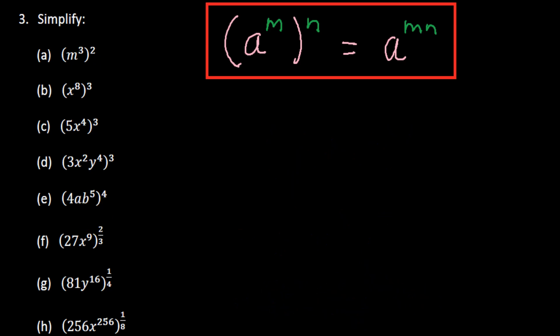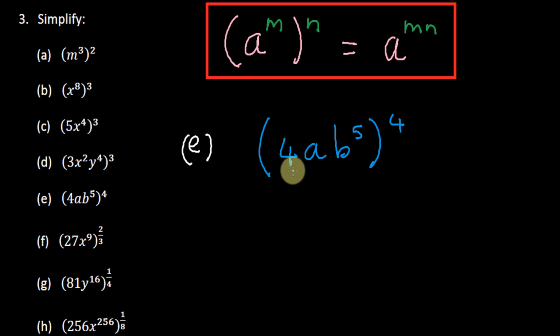Then going on to E, what's important to note here is that both the 4 and the A have powers of 1 that we don't write. So now we can apply this exponential law and multiply the powers. So it's going to be 4 to the power of 1 times 4, so 4 to the power of 4. A to the power of 1 times 4, so A to the power of 4. B to the power of 5 times 4, so B to the 20.